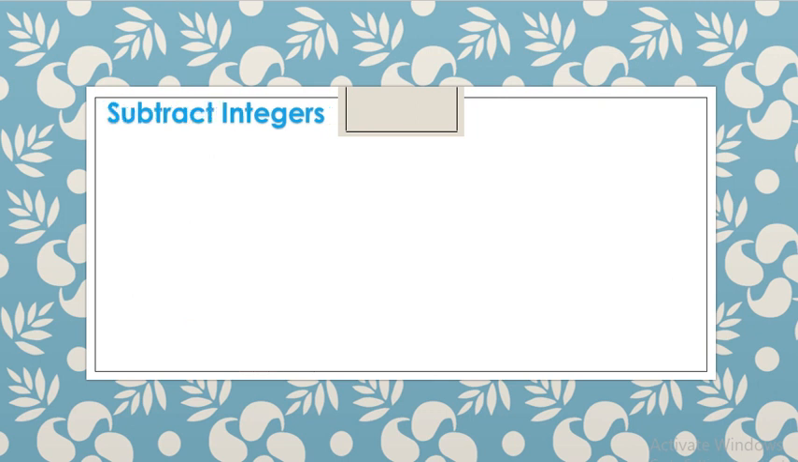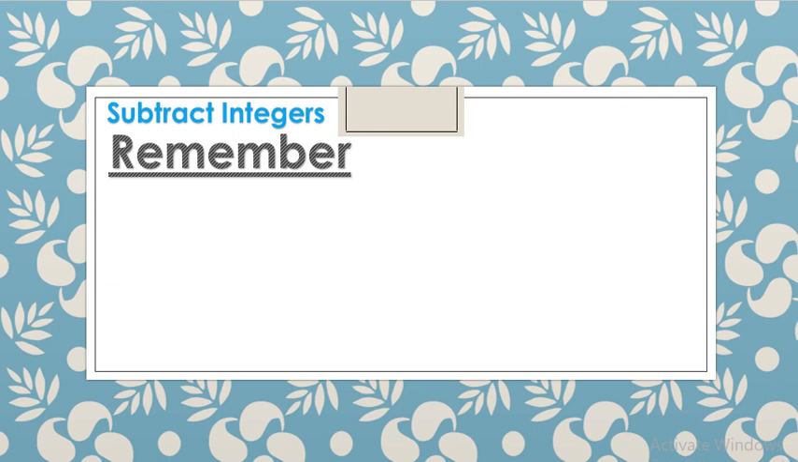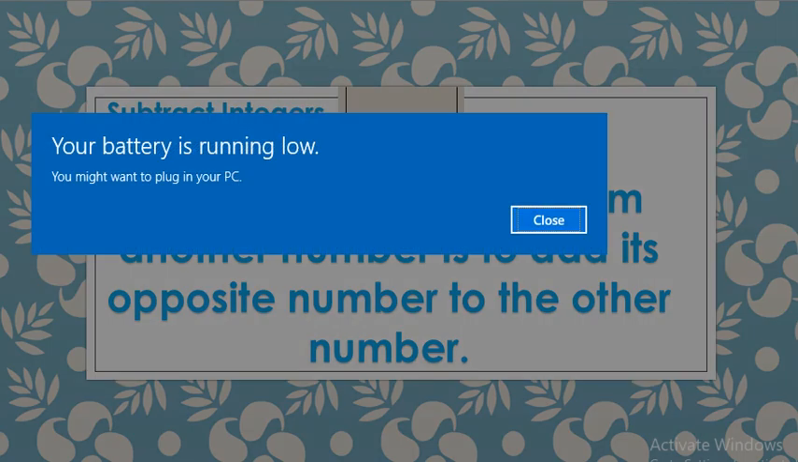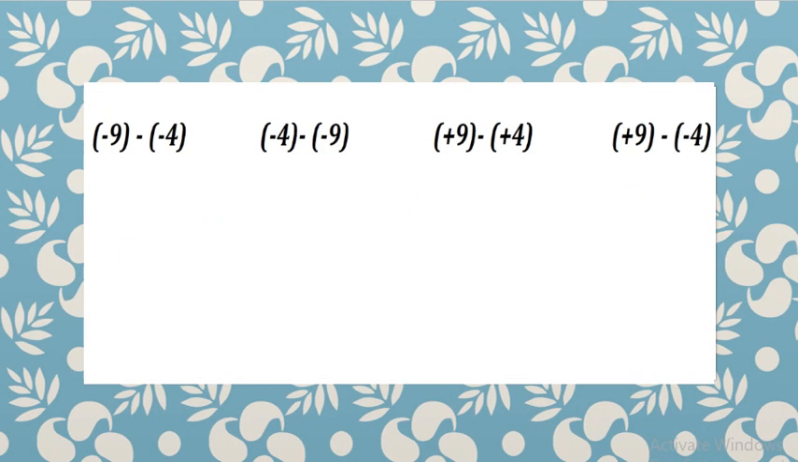Now let us see how to subtract integers. This is a very important rule and you always have to keep this rule in your mind. To subtract a number from another number is to add its opposite number to the other number. Okay, let us see how we can subtract this.